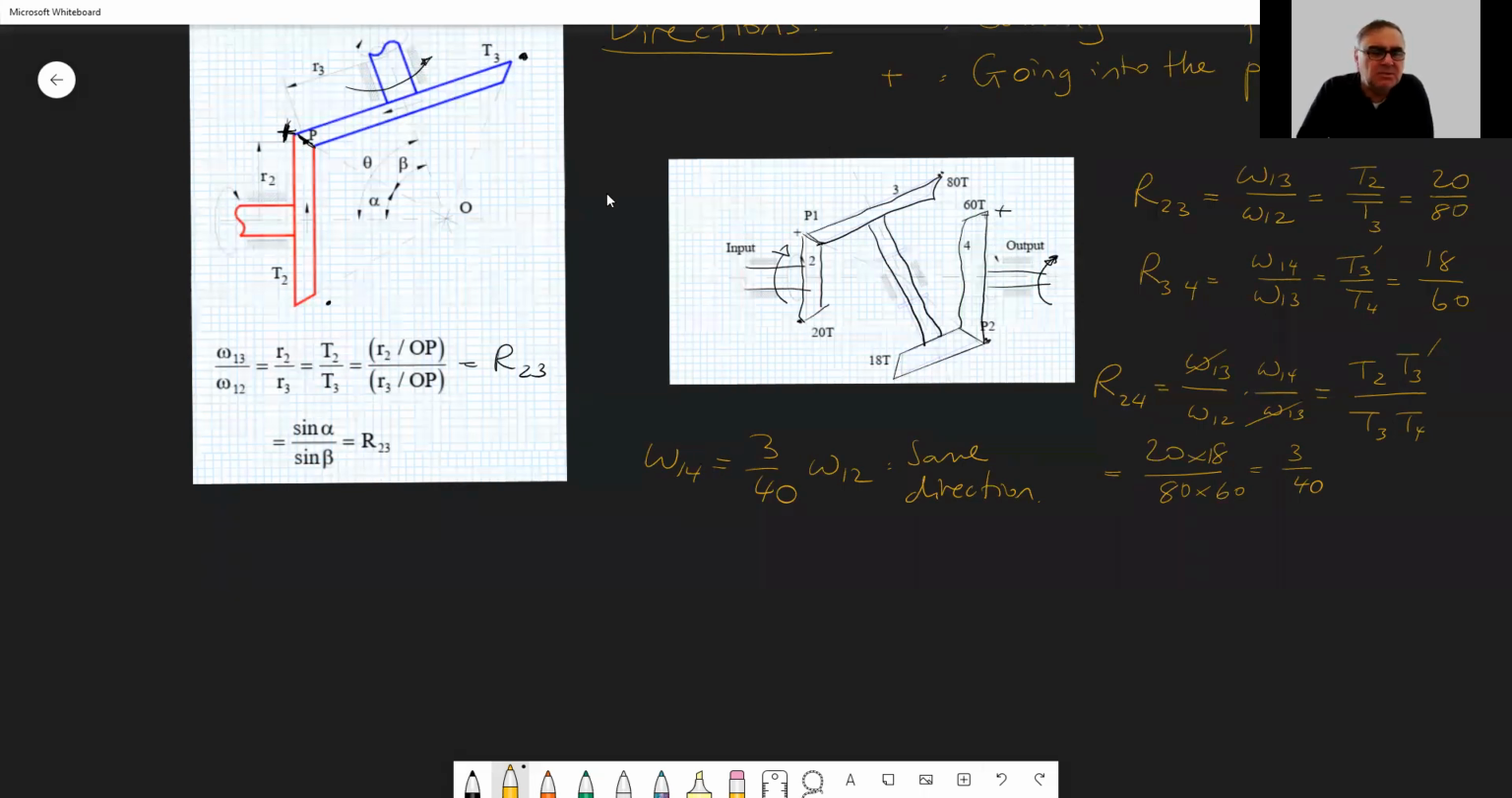Okay. I don't want to go into details of bevel gears. Only difference in the bevel gears, as I said, is the directions. You have to be careful about the directions. And the most common bevel gears are the gears that are 90 degrees to each other. Okay.